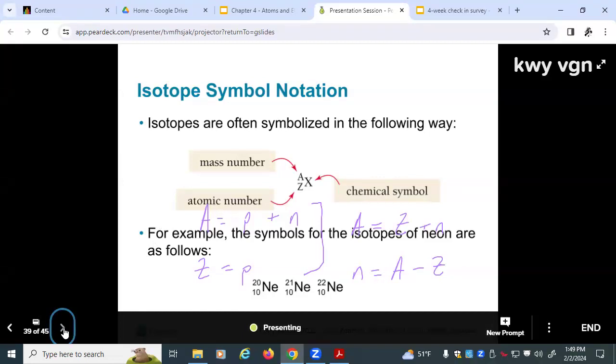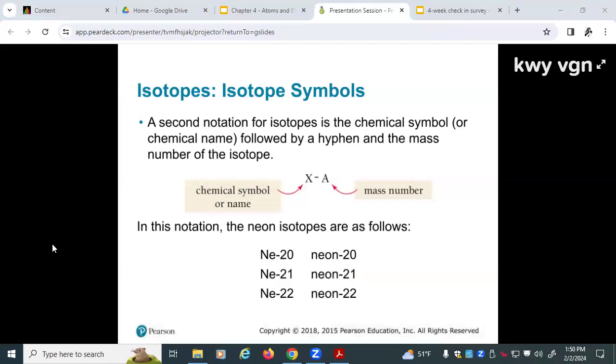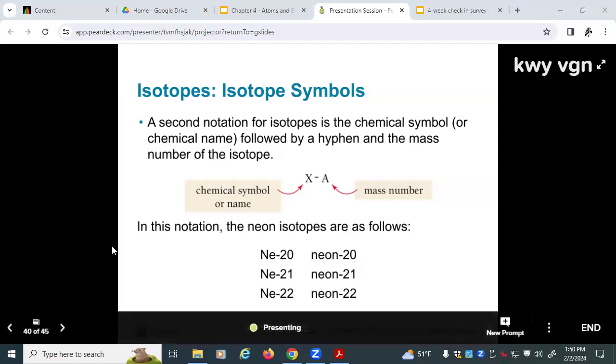This notation can also take on a different form like this, where instead of having all the numbers stacked, we just show the atomic symbol and the mass number, and we put those two connected by a hyphen. So neon-20, neon-21, neon-22, in that kind of way.